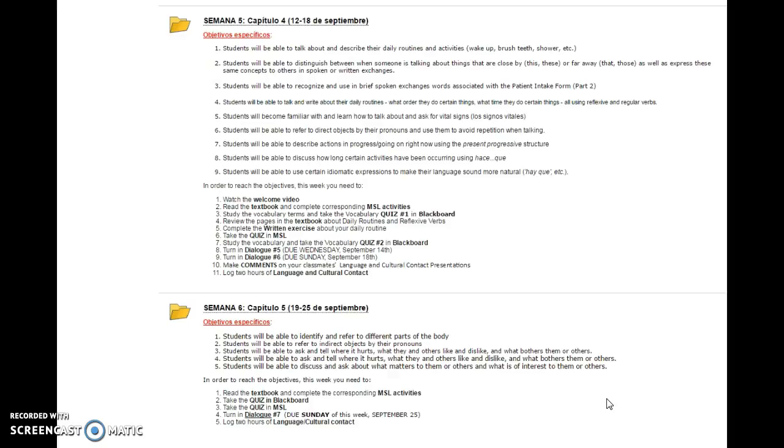So in this week, you'll read the textbook. You'll complete the corresponding My Spanish Lab activities. Okay, you'll take the quiz in Blackboard. This will be the vocabulary quiz. There will also be a grammar quiz in My Spanish Lab. This week, there is only one dialogue. I'm splitting them up, one dialogue this week, one dialogue next week, as they both deal with Capítulo 5.